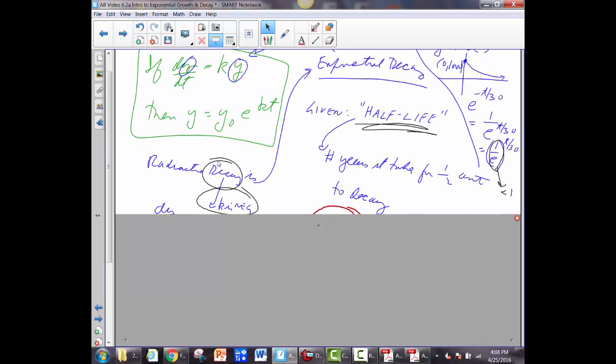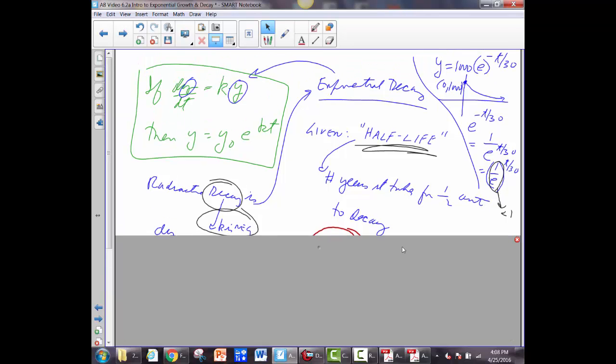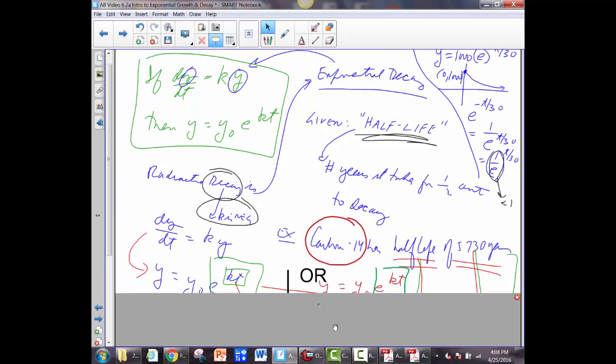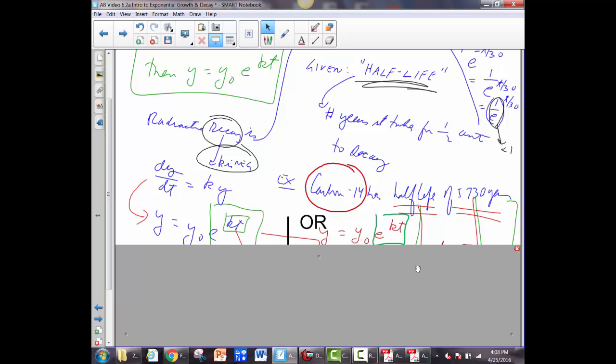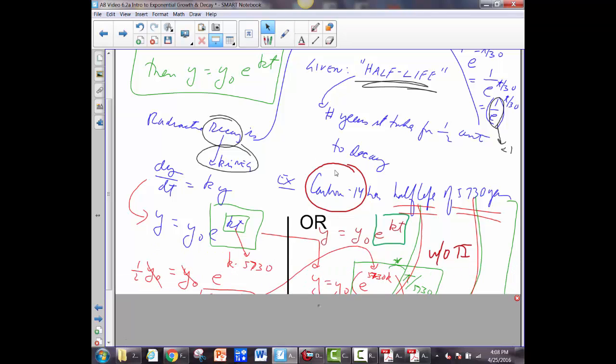So let's take a situation where they tell you that the half-life of a certain radioactive material is whatever. Half-life means the number of years it takes for half the amount to decay. And they give you an example. Carbon-14 has a half-life of 5,730 years. Okay, that's what's called carbon-14 dating.